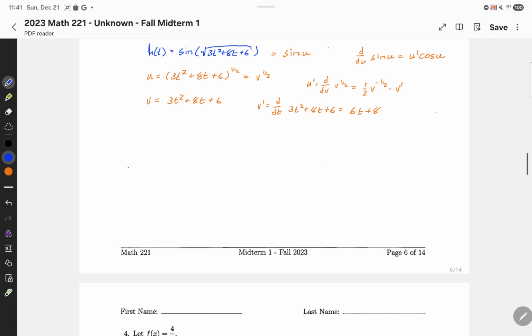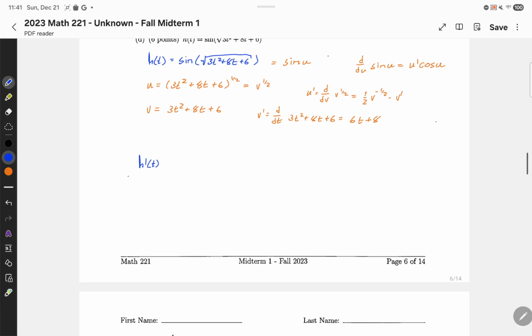So now we can start going back up through the chain to write out h prime of t. So we can write h prime of t as u prime cosine of u. But now what do we know u prime is equal to? Well, u prime is equal to 1/2 v to the minus 1/2 times v prime times the cosine of what is u? Well, u is just going to be equal to, we have it right up here, the square root of 3t squared plus 8t plus 6.